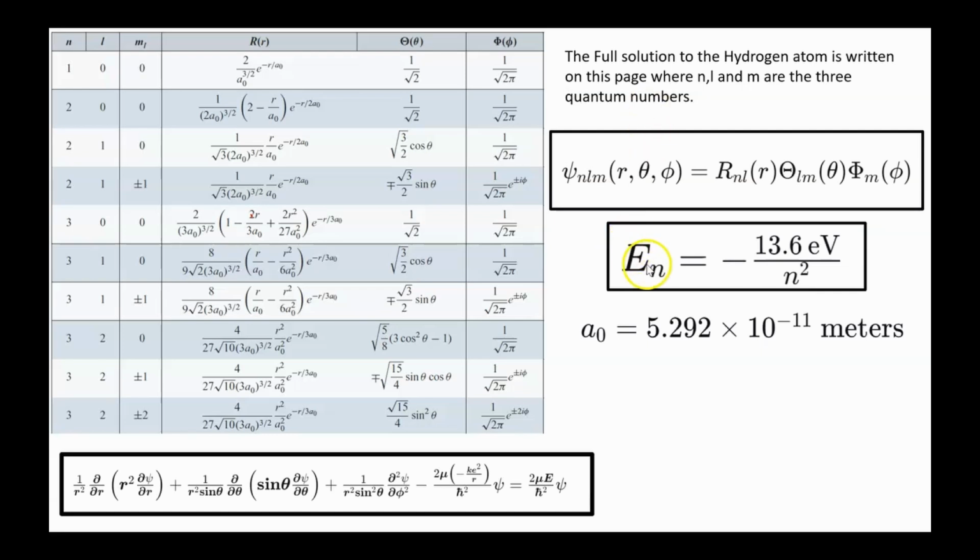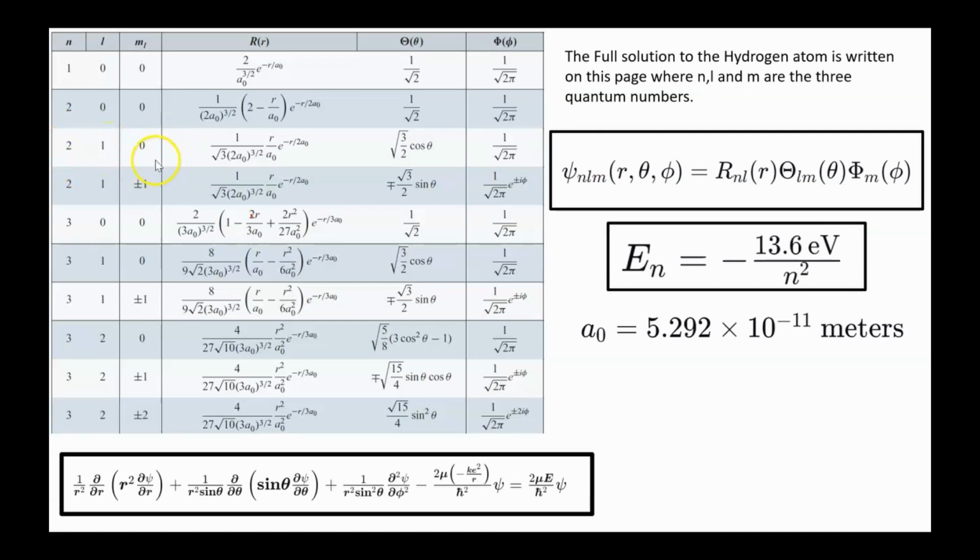If I want the wave function corresponding to negative 13.6 electron volts divided by 2 squared, or divided by 4, that would mean I need the principal quantum number of 2. And in fact, there are 4 possible states which have a principal quantum number of 2. It looks like there's only 3 here, but if you see this is ml equals plus or minus 1, so there's actually 4.